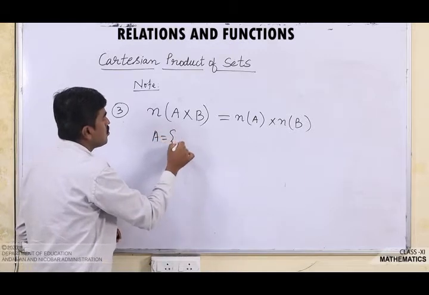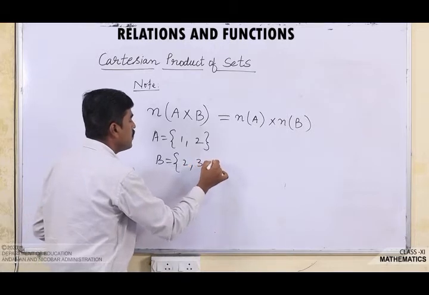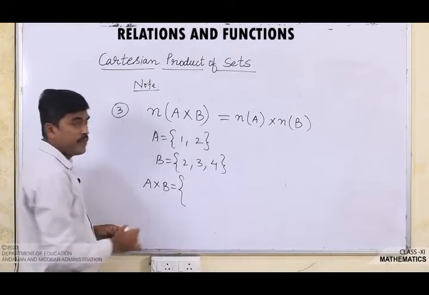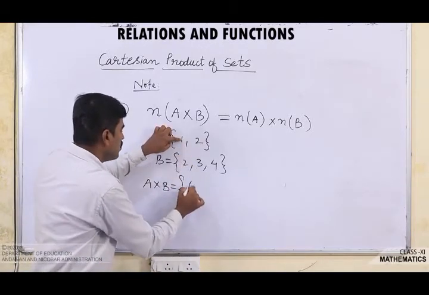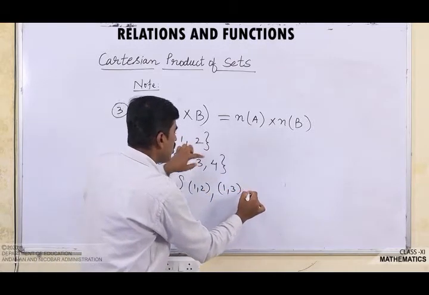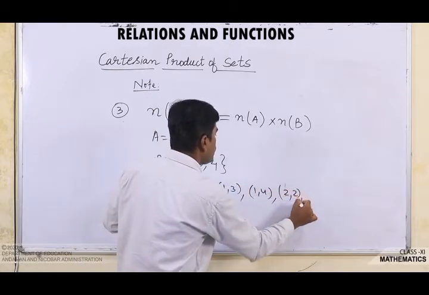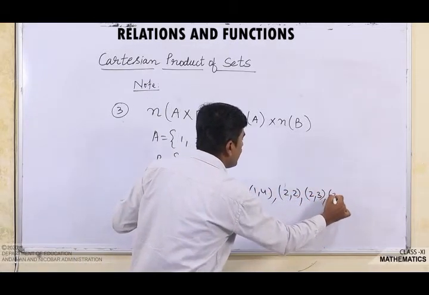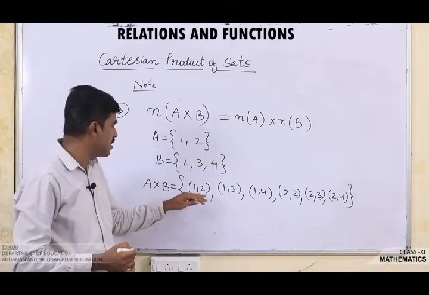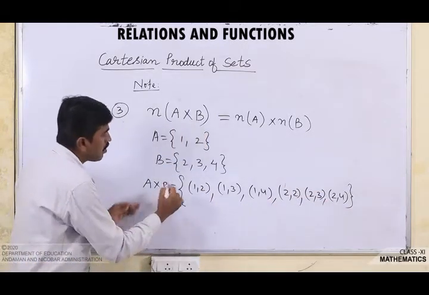If A is equal to {1, 2} and B is equal to {2, 3, 4}, then what is A cross B? We have to make ordered pairs: (1, 2), (1, 3), (1, 4), then (2, 2), (2, 3), (2, 4). Now you see how many ordered pairs, how many elements are there in this A cross B? 1, 2, 3, 4, 5, 6. So the number of elements in A cross B is 6.